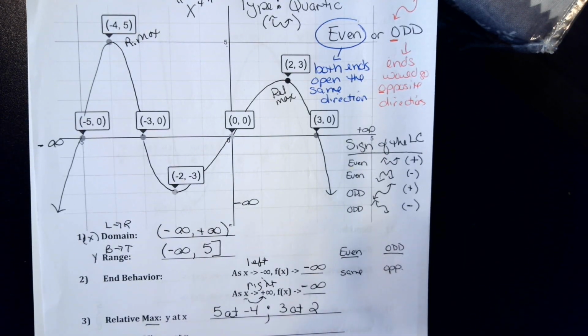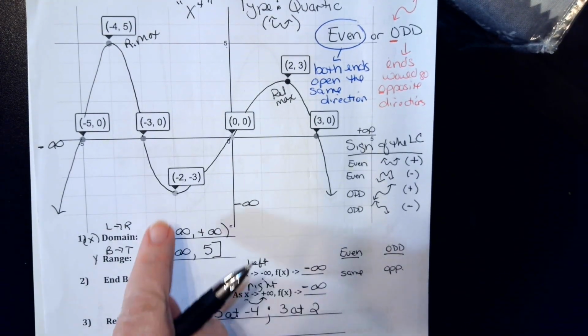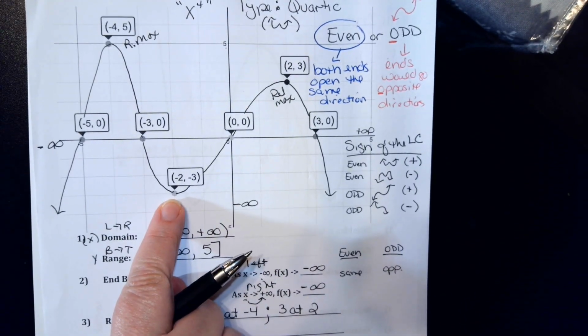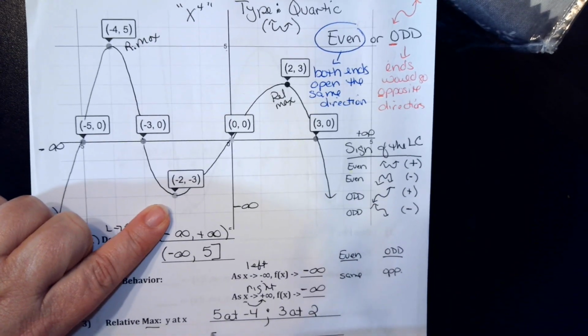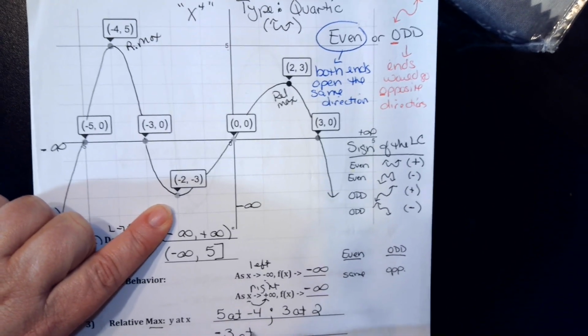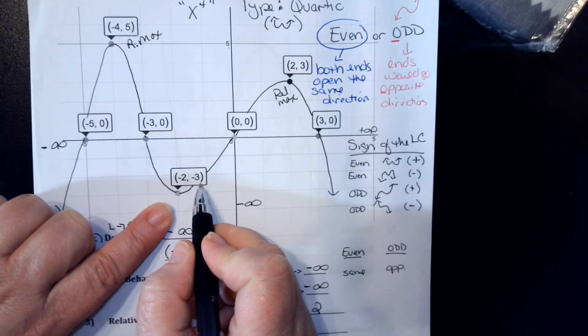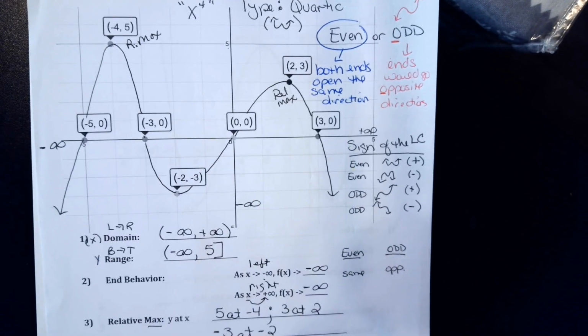Alright, the relative mins. Look for your lower vertices. We only have one vertex that's low, so that's going to be negative 3 at negative 2. The y value at your x value.